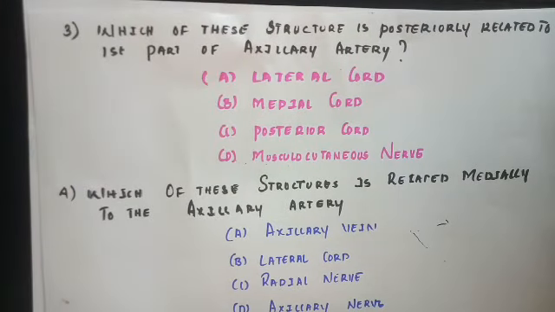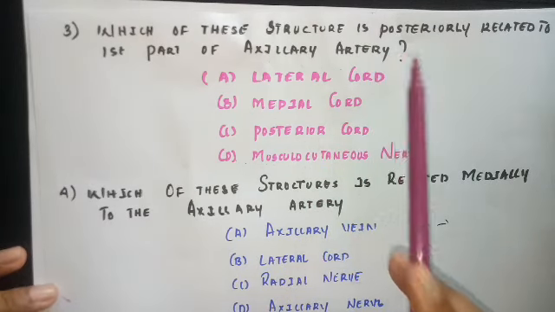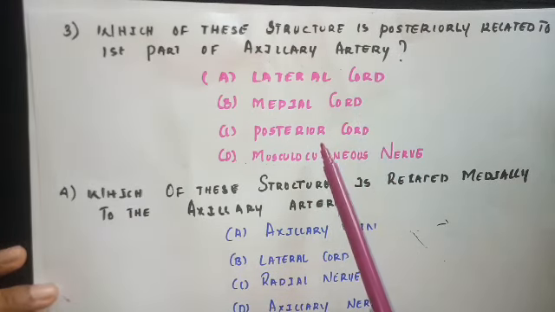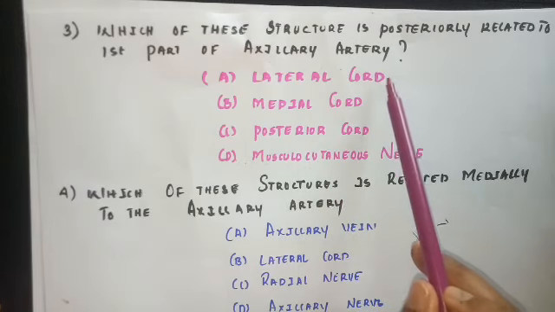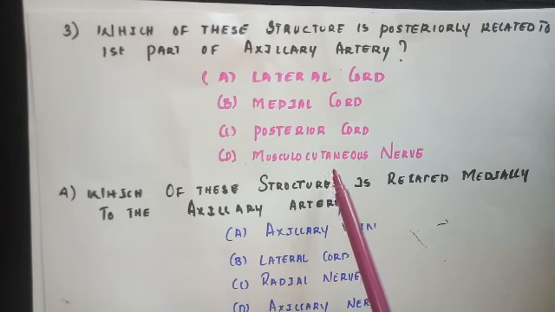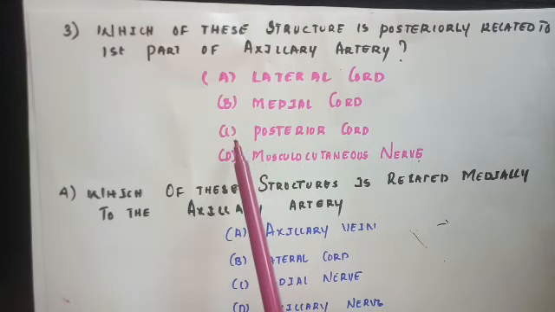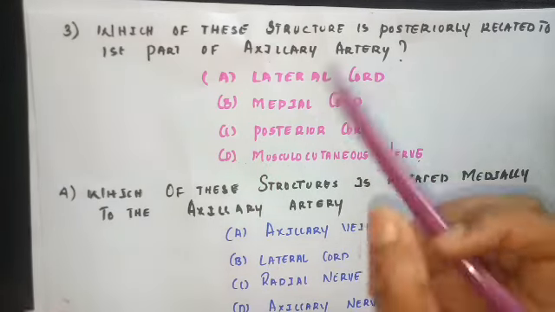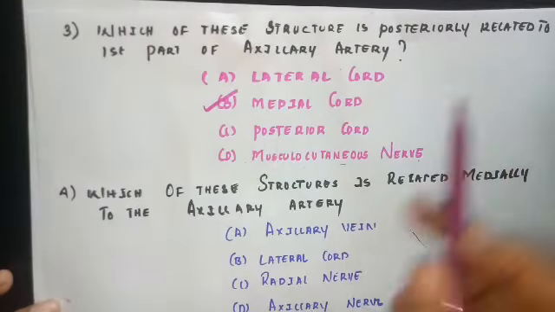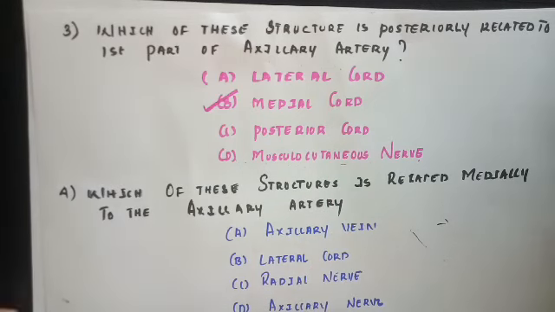The third question is, which of these structures is posteriorly related to the first part of the axillary artery? We know that the lateral cord and posterior cord is related laterally to the first part of axillary artery, and the musculocutaneous nerve is not related to the first part, it is related to the third part of axillary artery only. So the correct answer is option B, that is medial cord. In the first part of axillary artery, the medial cord is posteriorly related to the artery.